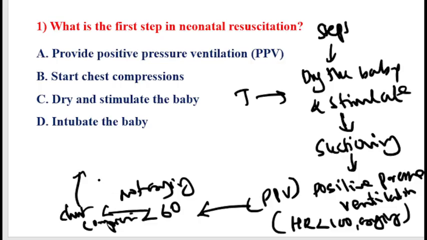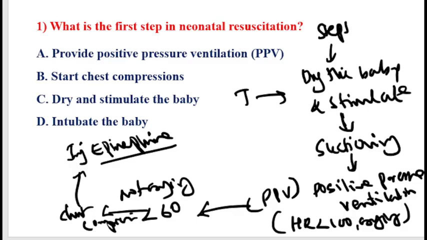Positive pressure ventilation. If the heart rate is still less than 60, then we have to go for the administration of medication. What medication will we administer? Injection epinephrine. Okay, so epinephrine injection should be given. So these are the steps of neonatal resuscitation.